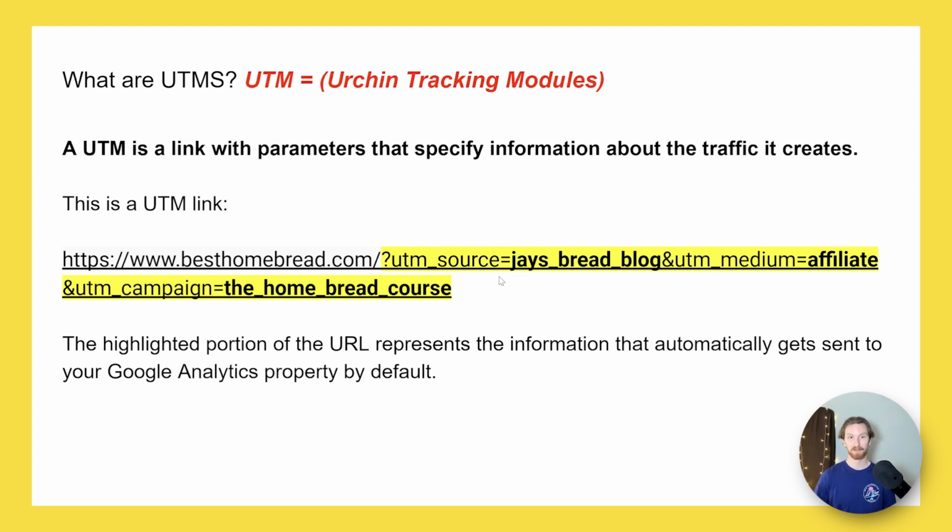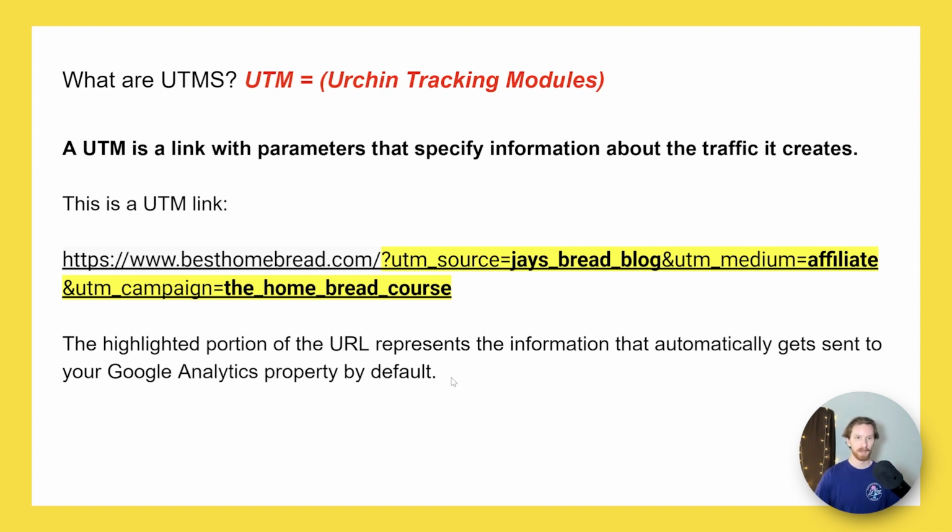So for example, this is a UTM link right here. Imagine a blog called besthomebread.com. And so let's say my site is affiliated with that besthomebread.com, and Jay from besthomebread.com has a blog and he's recommending my bread course, and he throws in that link. When people click on this link here, they navigate to my site, and when they navigate to my site, they land on the homepage. They do whatever they need to do.